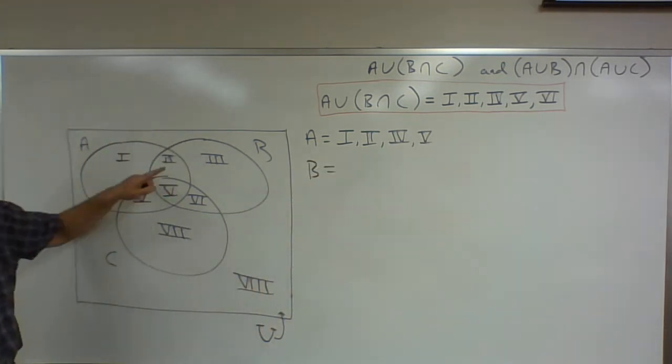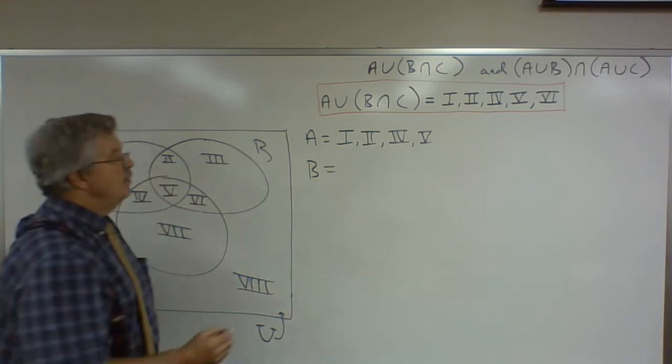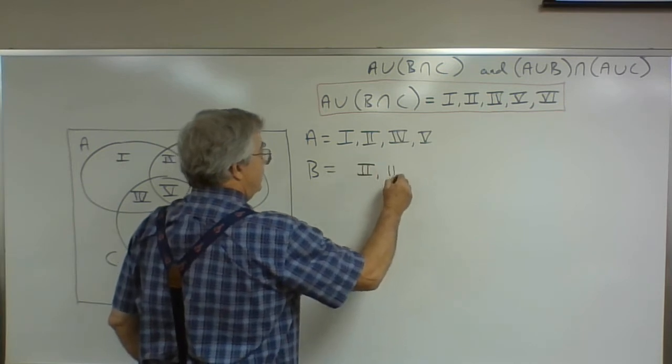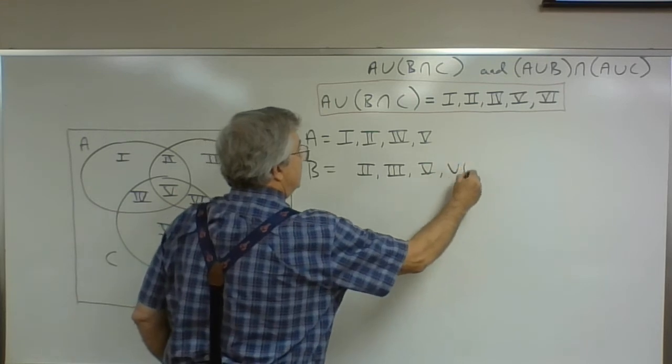B contains regions 2, 3, 5, and 6. So we'll write that down. 2, 3, 5, and 6.